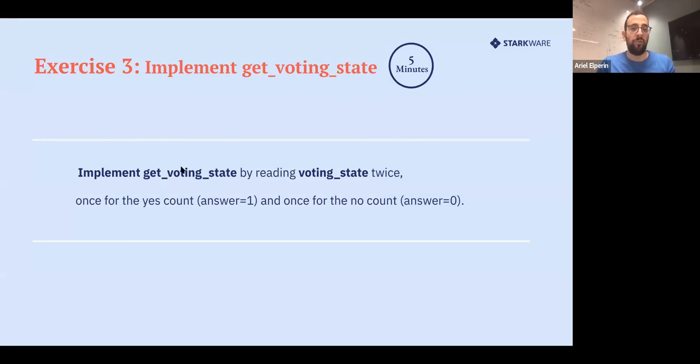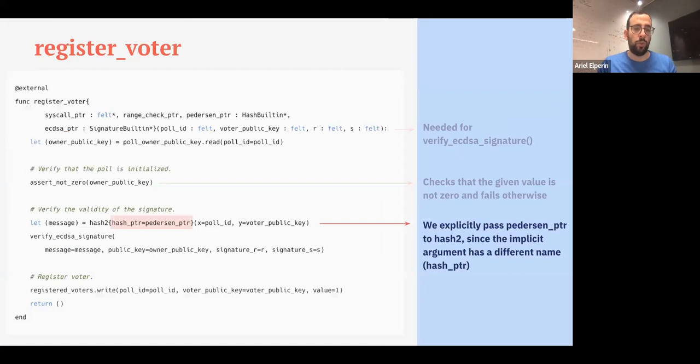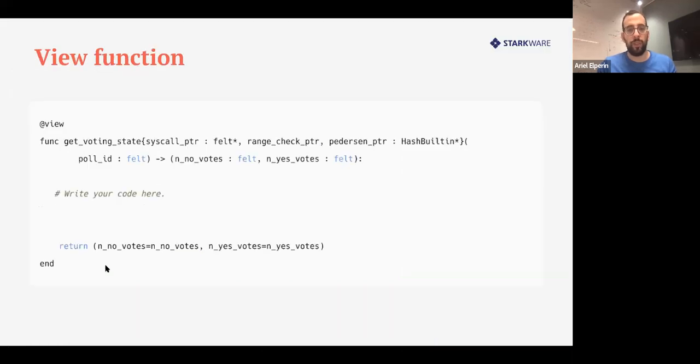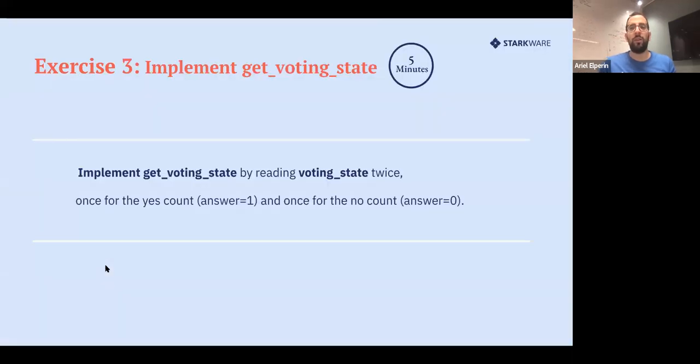So you have 5 minutes to fill in the body of get voting state by reading the voting state storage variable, which we defined initially. So take 5 minutes for this exercise. Feel free to also ask questions about the implementation of register voter. You will have your chance to play with the signature verification logic in the next exercise, but feel free to ask about that as well. Okay, so please take 5 minutes and we'll be here.